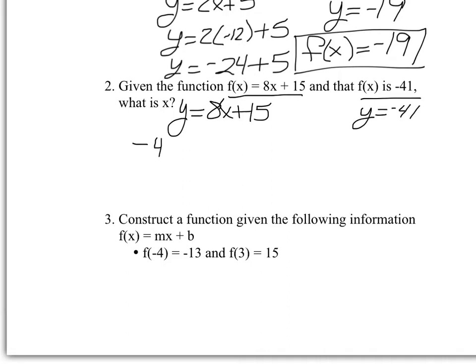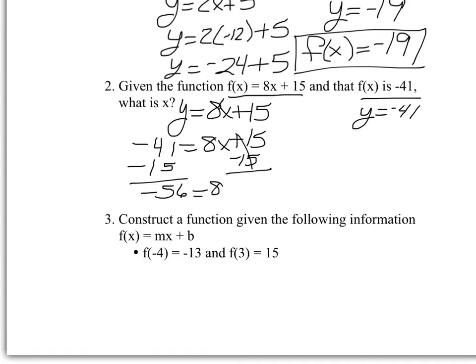So negative 41 equals 8x plus 15. I'm going to subtract or add negative 15 to each side. When I do that, I get negative 56 equaling 8x. Divide by 8, divide by 8, because I want to get the x by itself. And I get x equaling negative 7.